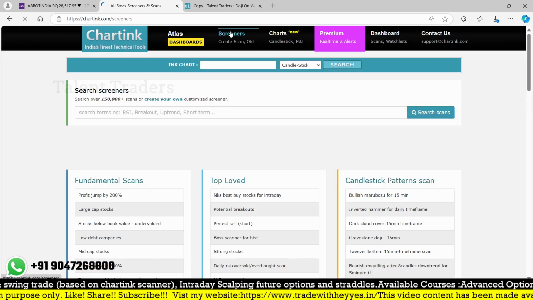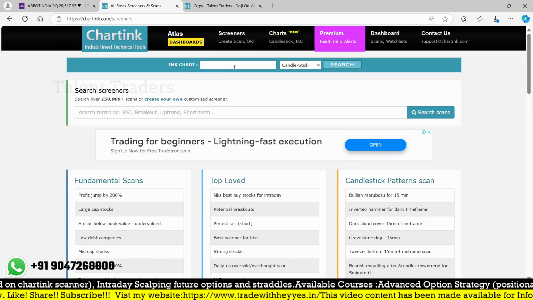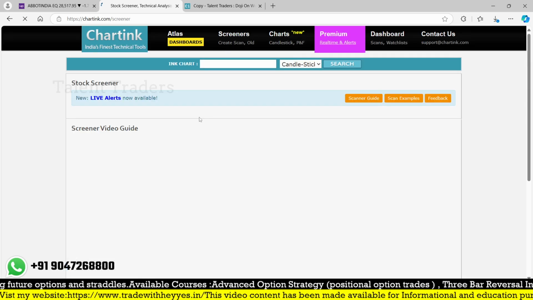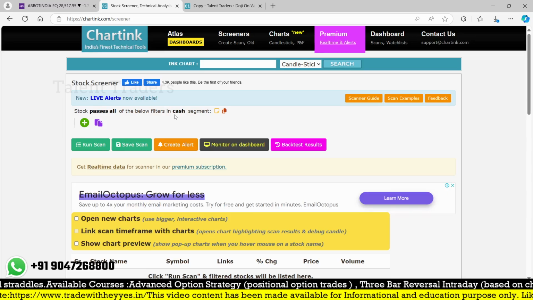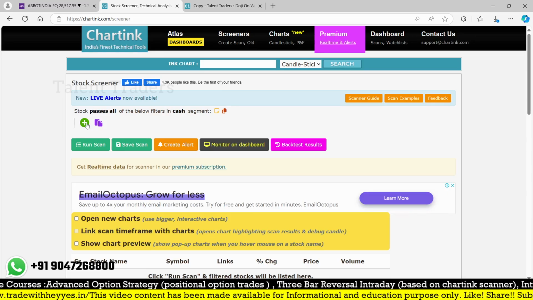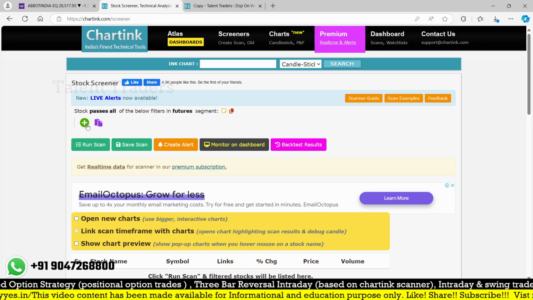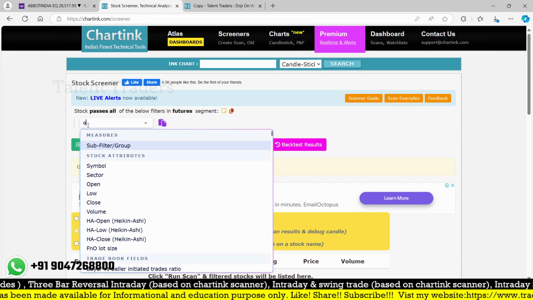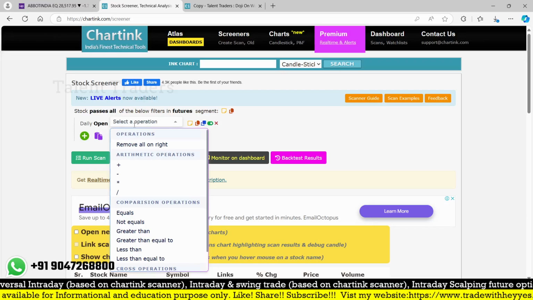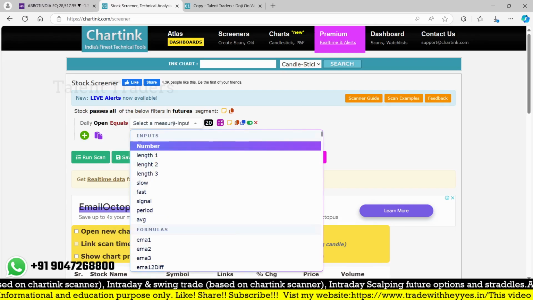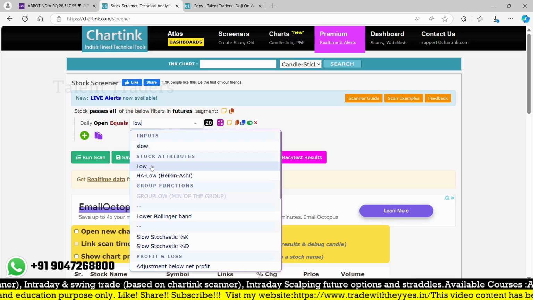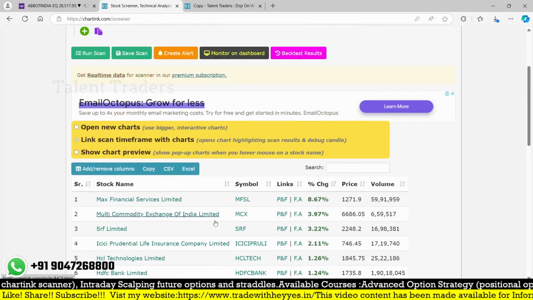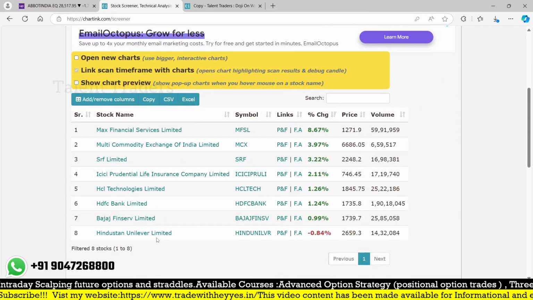I will show with some examples. I will be creating an open-low scanner, for example. Let me go to futures, daily, open equal to low. So this is on the daily time frame. At the end of the day, if you scan this, these are all the stocks forming an open low. We have around 8 stocks.